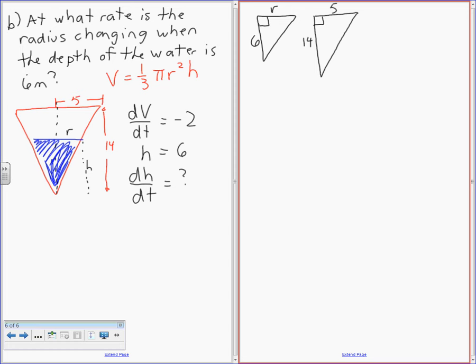Michael, since you're up, how would I solve for R in this case? R equals 5/14 H. Oh, I wasn't even going there. But yes, I was going to say something like R over 6 is 5 over 14. That's what I was going to say. Yeah, okay. So R is 30 over 14, which is 15 over 7.